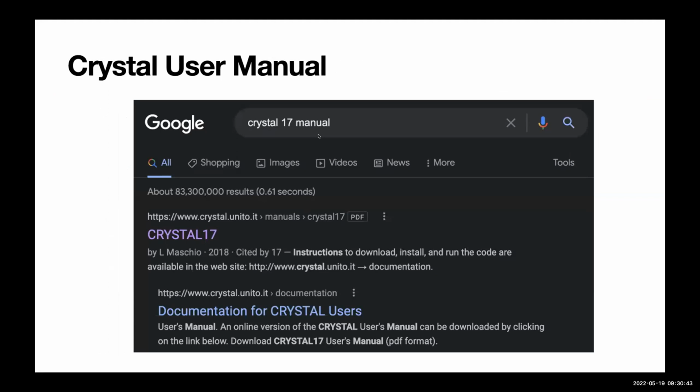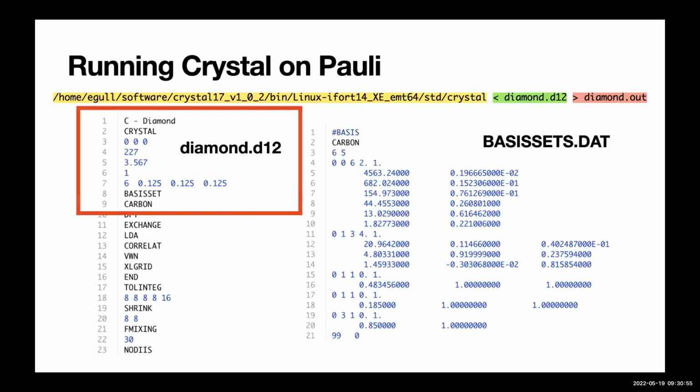Crystal 17 manual. Usually the first option, which is the PDF file, is actually the user manual. So you can download it or read it online. That's up to you. So back to the input file.